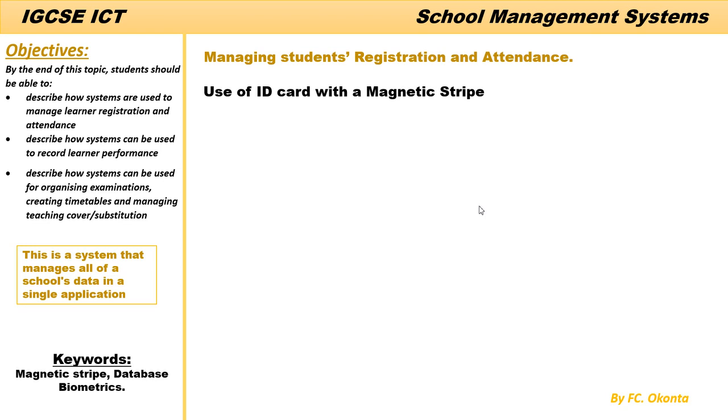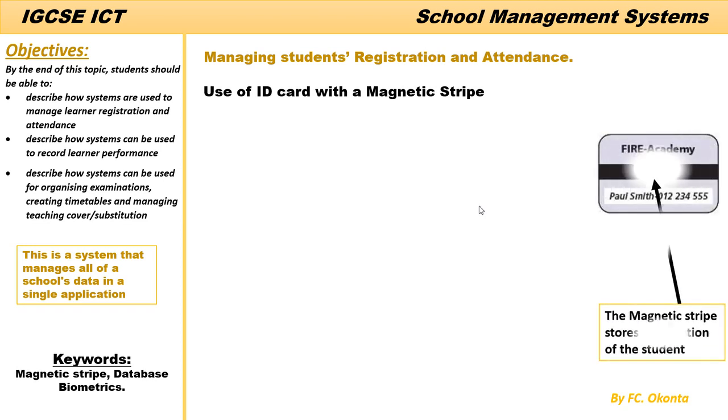The magnetic stripe will store the student's name and the student's registration number, or the student's ID, the student's identification number. Every student has a unique registration number, so the registration number and the name will be stored on the magnetic stripe. You can see that card there, Fire Academy. That's the magnetic stripe on it. You can see the name on the card. Like I said, the magnetic stripe stores information of the student.